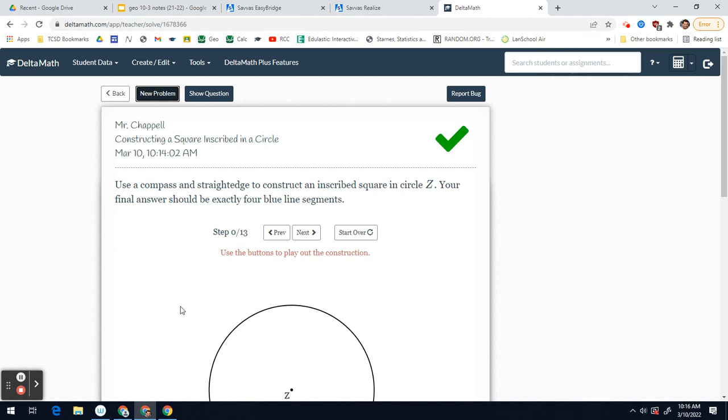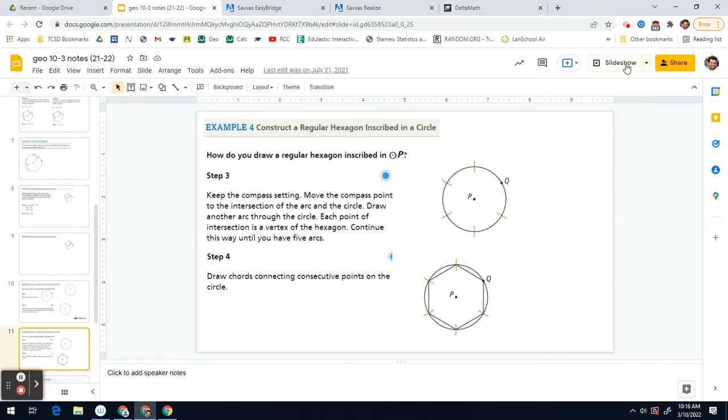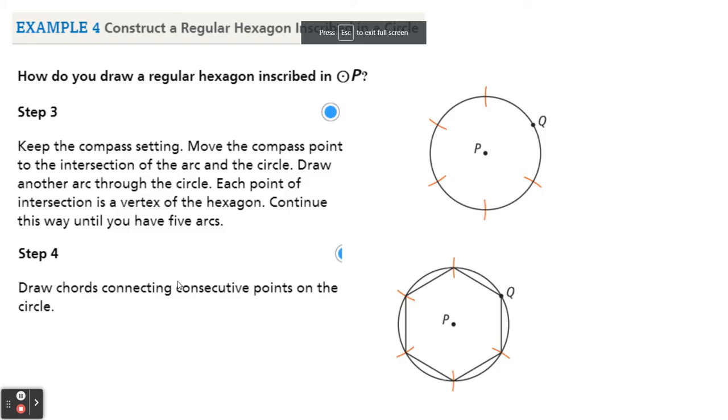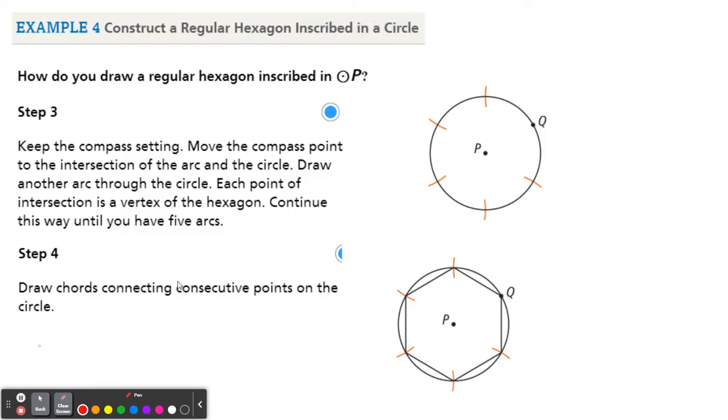Again, the state test loves constructions, but about the steps. So if I just go back to our notes real fast, so again, where I put that word square, right? Number 3, the square construction. Again, you're doing a perpendicular bisector to a diameter. So it's really just a perpendicular bisector construction.